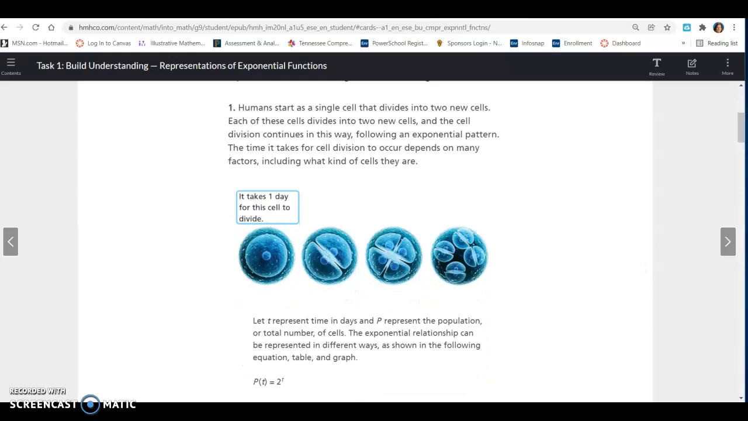Example 1. Humans start as a single cell that divides into two new cells. Each of these cells divides into two new cells, and the cell division continues in this way, following an exponential pattern. The time it takes for the cell division to occur depends on many factors, including what kind of cells they are. All right, so it's showing an example of a cell, and it says it takes 1 day for this cell to divide. Okay, so you can see that the one cell divided into 2, and then 4, and then 8, and so on.